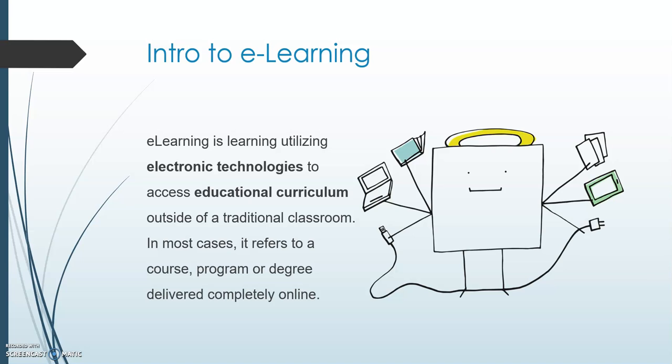So we have to use educational technologies, electronic technologies, to access the educational curriculum. It could be online, offline, or sometimes blended learning courses. We can create different types of courses. So we have to use educational electronic technologies to deliver the educational curriculum in school, college, adult learning trainings, or corporate trainings. We use different platforms for different educational purposes. This is e-learning.